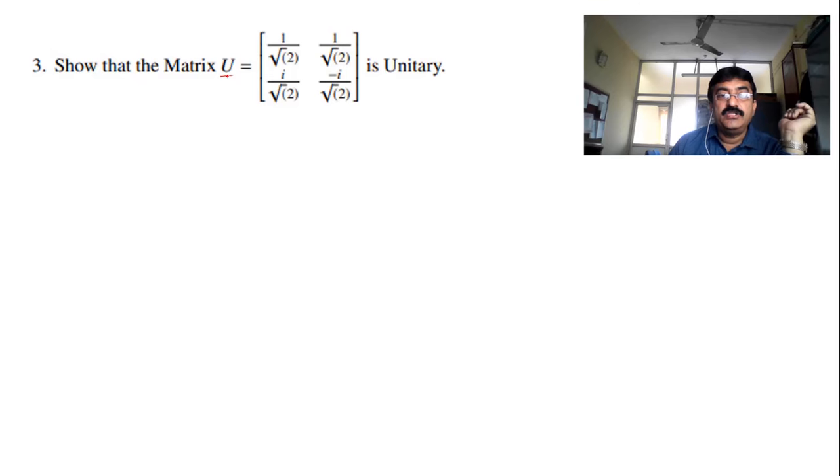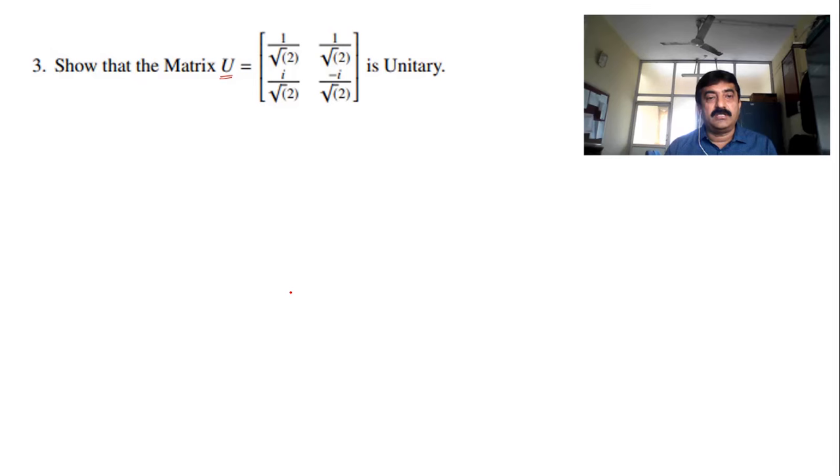Show that matrix U is unitary. What do you mean by unitary? When do we call a matrix unitary? Only when the matrix is multiplied with its Hermitian, and if the product is equal to the identity I, then the matrix is called unitary. That is the definition: U U dagger is equal to I. So first we have to find U dagger and then multiply with U. If the product comes out to be I, then U is unitary. Otherwise it is not unitary.